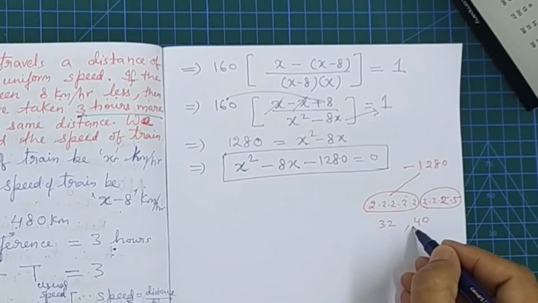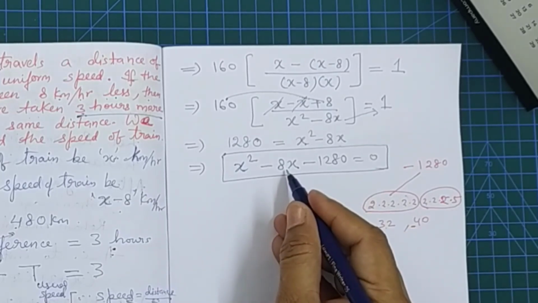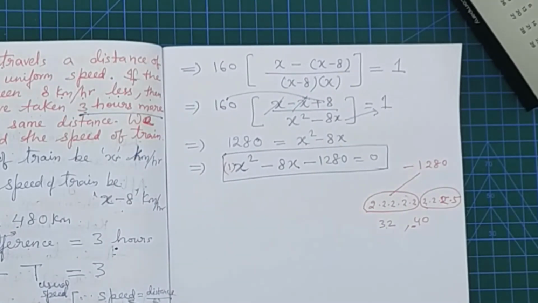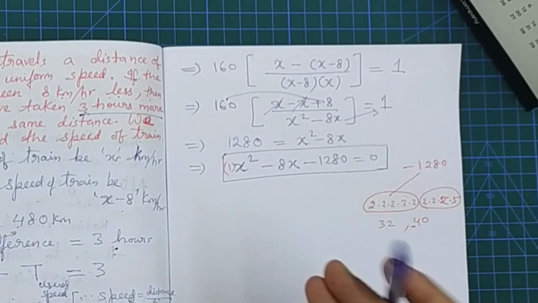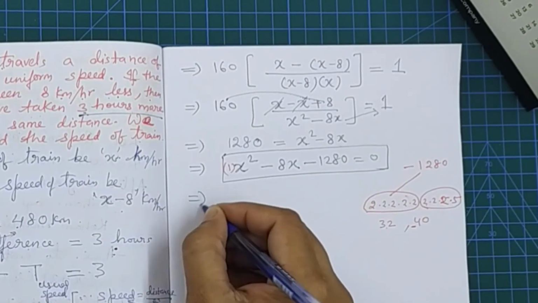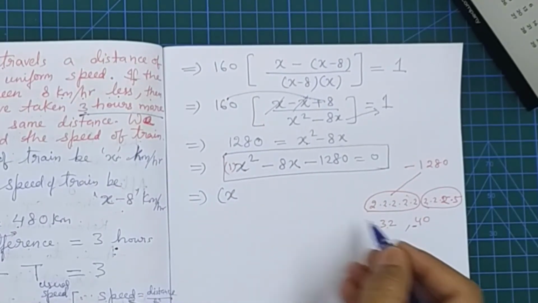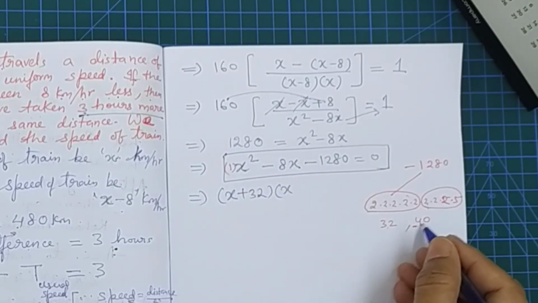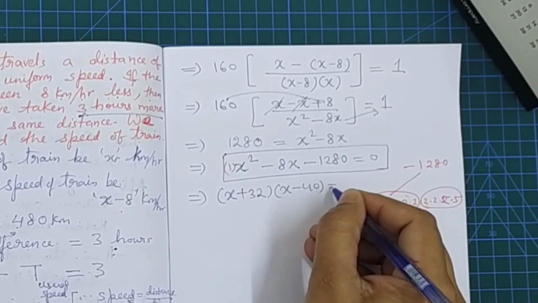How shall we take these two numbers so that their sum is minus 8, the x coefficient? Since we have a minus symbol, use minus here. 32 minus 40 is minus 8. And since the x square coefficient is 1, we can write the factors directly. So the factors are x plus 32 times x minus 40 equal to 0.